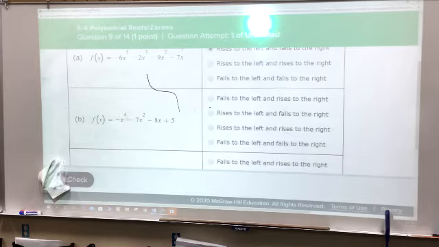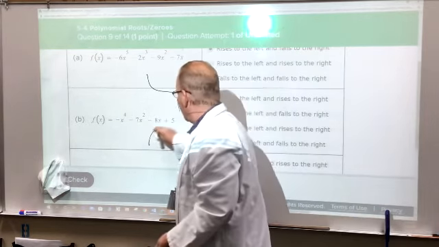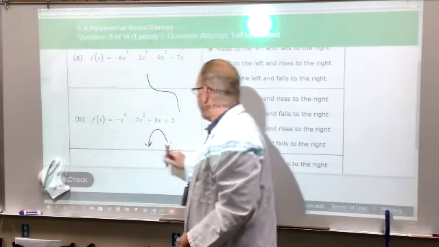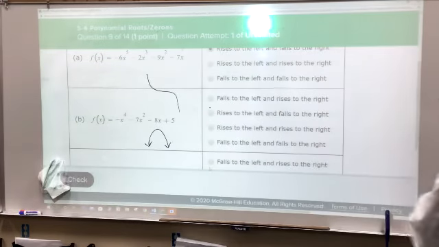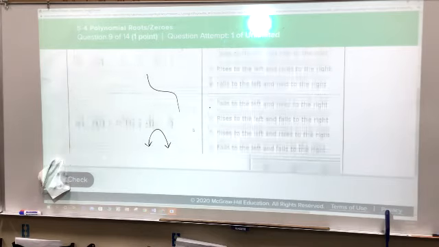This one's to the fourth power, so it's going to look like x squared. It has a negative in front of it, so it's flipped over the x-axis. So, falls to the left and rises to the right? No. Rises to the left and no, because it's going to go down to the left and down to the right. It's flipped over the x-axis. Okay? So, we'll put that one.